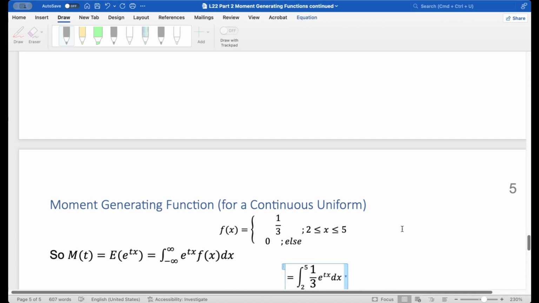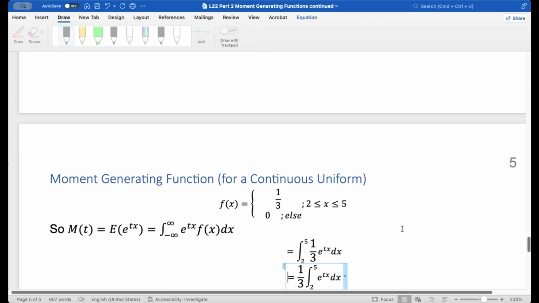All right, continuous uniform random variable, working with a specific example here on the interval 2, 5. The density has to be 1 over b minus a, which is 1/3. So it's a constant 1/3 from 2 to 5, 0 elsewhere.